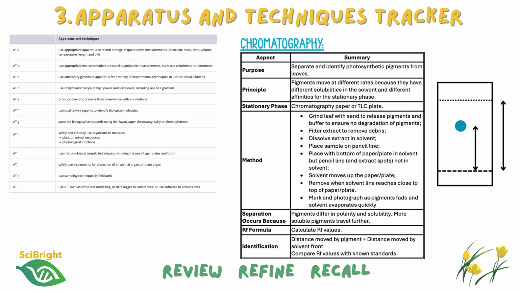Now, temperature is an important control variable because it affects the movement of the solvent and the solubility of pigments, which may alter the distance travelled and therefore the RF values.